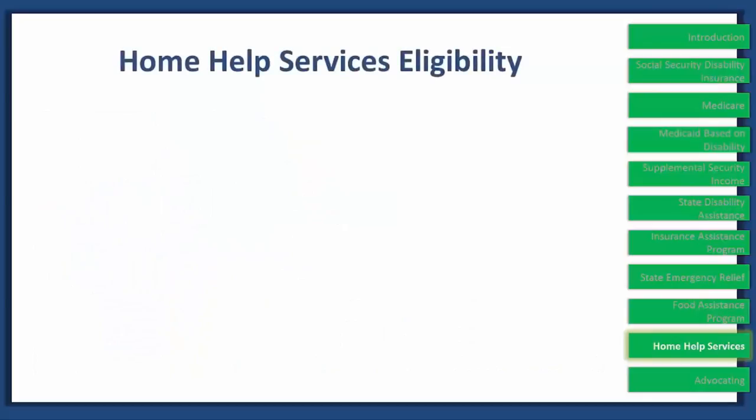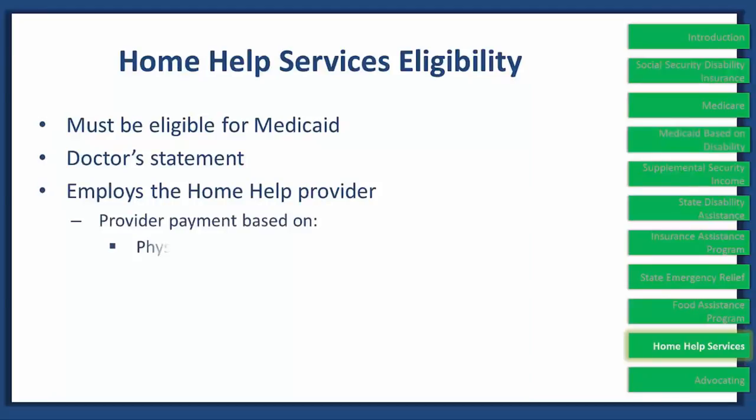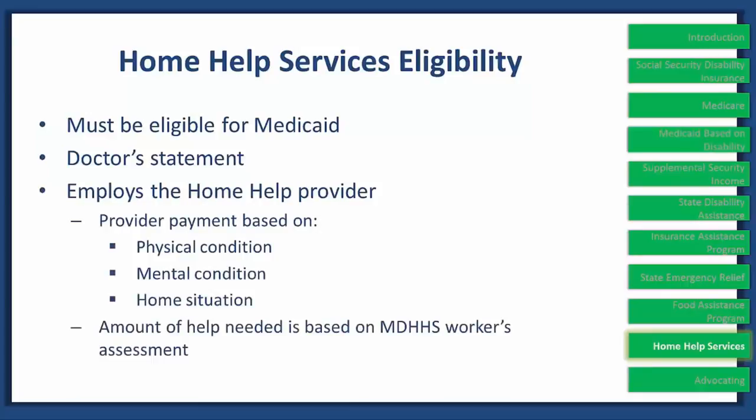To be eligible for home help, clients must also be eligible for Medicaid and have a doctor's statement that they need personal care. The client employs the home help provider, who may be a friend, relative, neighbor, or employee of a home help agency. The amount of help the client needs each month is determined by the MDHHS worker, who assesses the client's need for home help services.